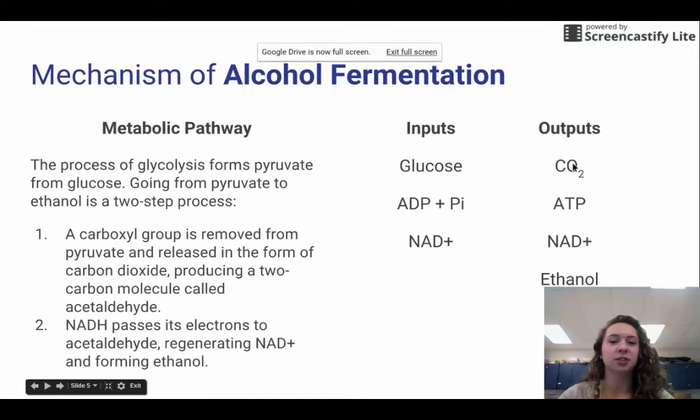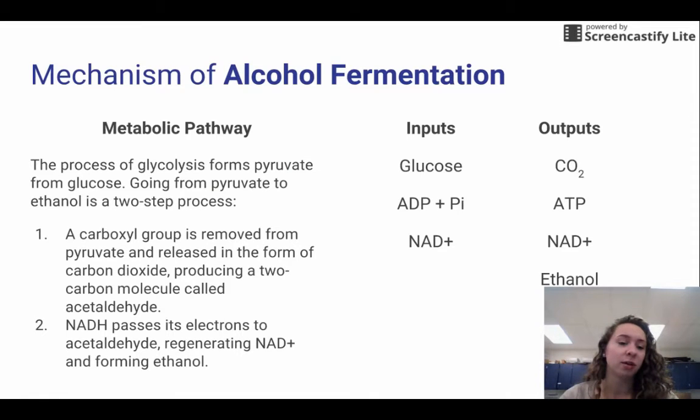All right, so the mechanism of alcohol fermentation is a metabolic pathway. The process of glycolysis forms pyruvate from glucose. Going from pyruvate to ethanol is a two-step process. First, a carboxyl group is removed from pyruvate and released in the form of carbon dioxide, producing a 2-carbon molecule called acetaldehyde. The second step, NADH passes its electrons to acetaldehyde, regenerating NAD+ and forming ethanol.